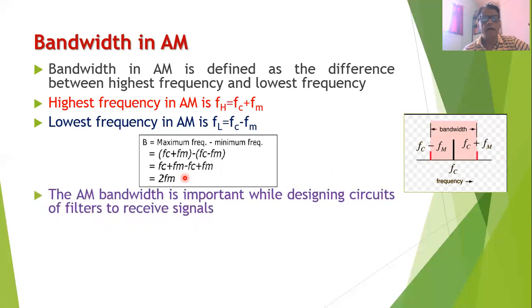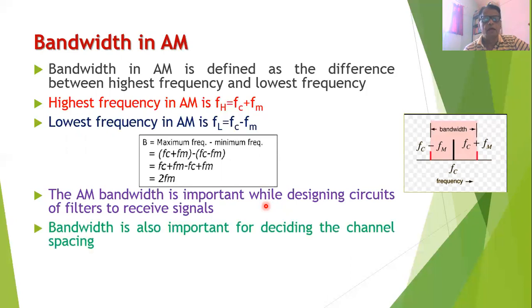You will find that the bandwidth in AM is very important, because this bandwidth is required when we design the circuits of filters, and these filter circuits are used to receive the input signals. Also, whenever we want to decide the spacing of the channel, called channel spacing, the channel spacing is also decided by considering the bandwidth of the communication system.